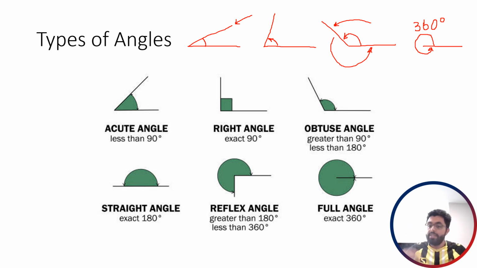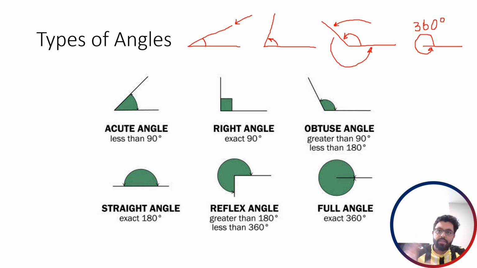So if you've ever done a 360, that's what that is, a complete rotation. You were facing one way, you turned around, and you kept turning until you were facing the same way that you started in. That's a 360 degree rotation.